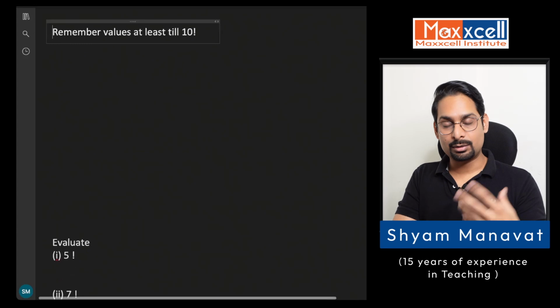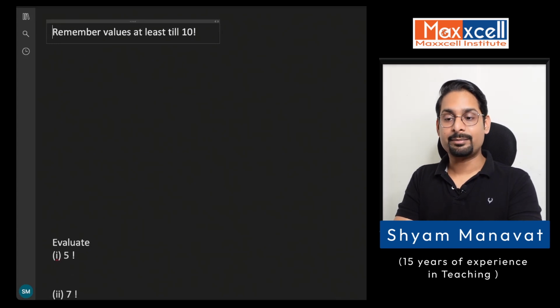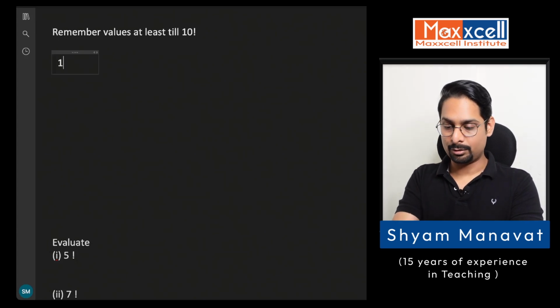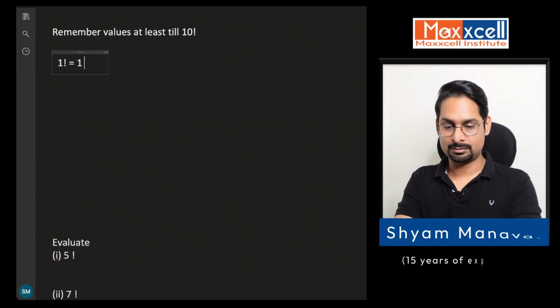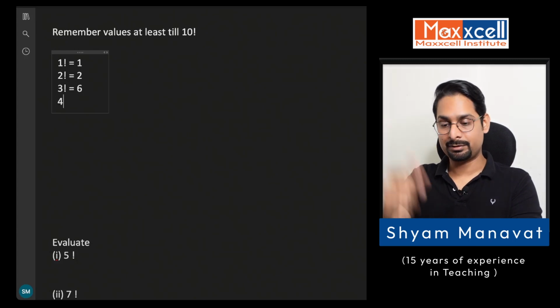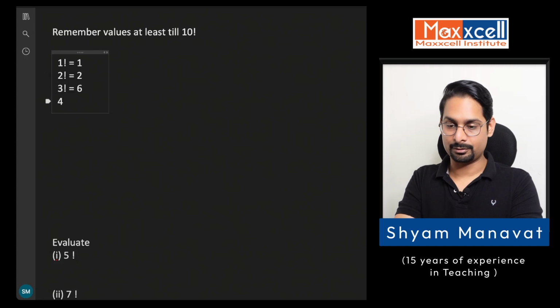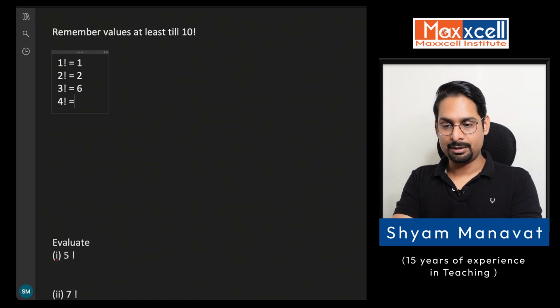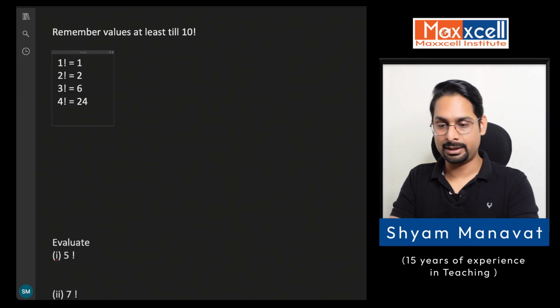To make your calculation faster, it's very important to remember the factorial values up to 10 factorial. Okay, so pick up your notebook and start writing this. 1 factorial is 1, 2 factorial is 2, 3 factorial is 6. You can keep multiplying the number with the previous one. That means if I want to write 4 factorial, I can say 4 factorial is 4 into 6. That will be 24, right? 4 into 6. Why 4 into 6? 4 into 3 factorial, right?